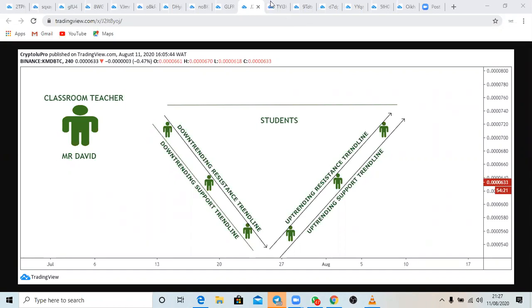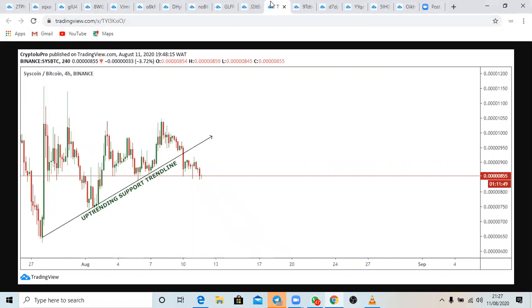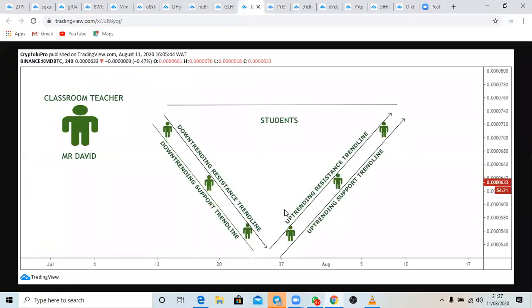Now what you're looking at here is an example of an uptrending support trend line, like I showed you here, this uptrending support trend line here. Oh, the meeting will end in 10 minutes. Okay, let me just round up fast.